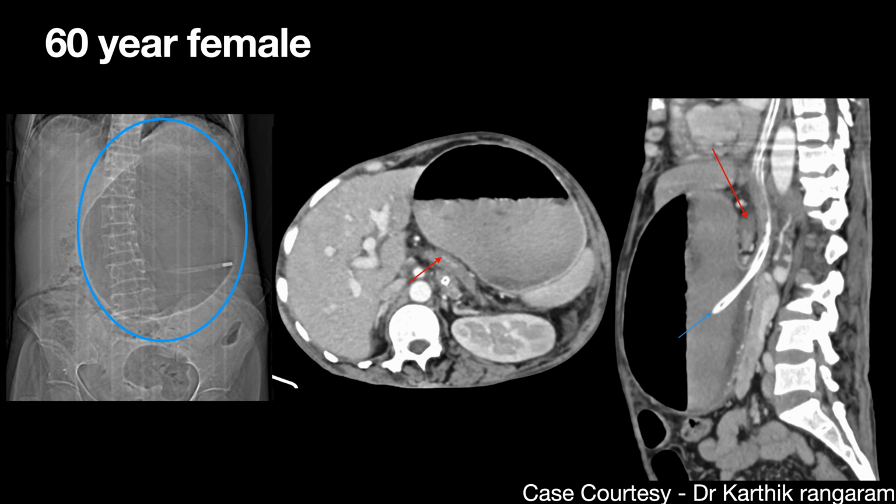Coming to the findings on the topogram, what you can see here is a large dilated gastric fundal bubble. You can see the gastric bubble is grossly dilated, and here you can see the NG tube tip located within this bubble, which indicates that this is a gastric bubble. This is one finding present on plain radiograph, which is usually non-specific most of the time.